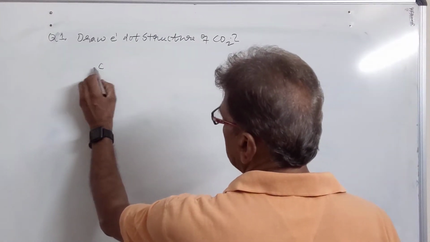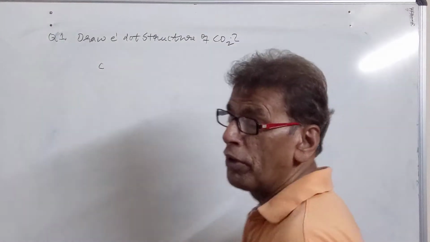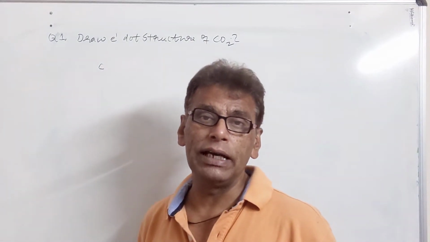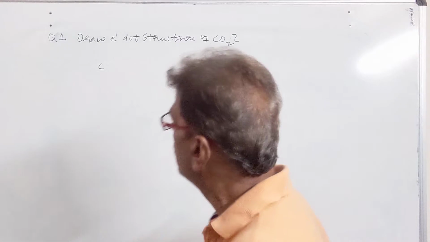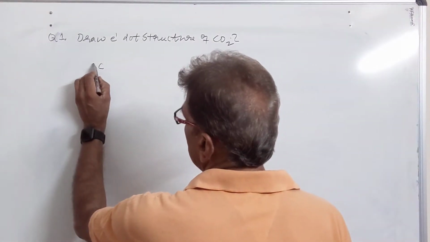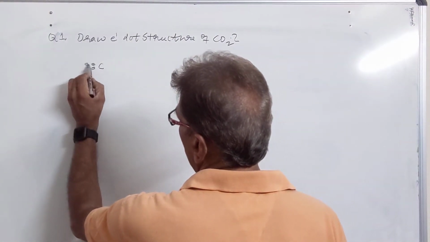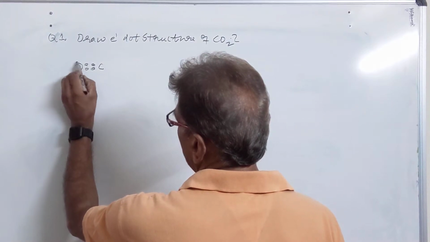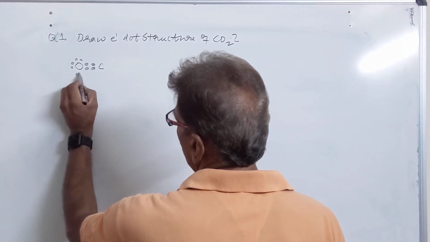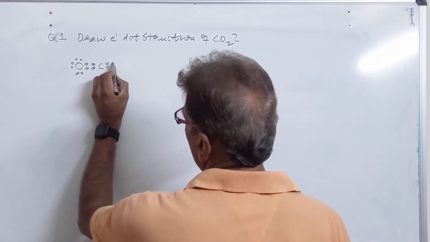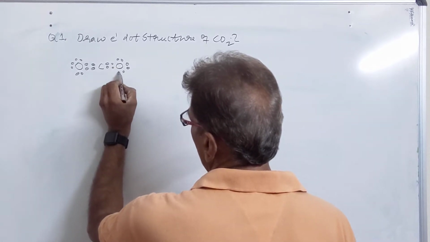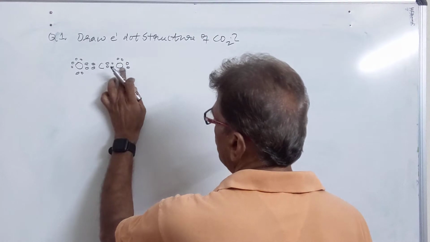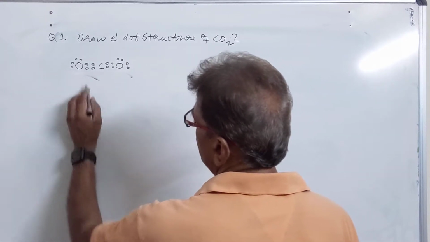Carbon has 4 valence electrons and can form 2 bonds. Oxygen has 6 valence electrons. It can also form 2 bonds by sharing 2 electrons. So the carbon shares 2 electrons with one oxygen on one side and shares 2 electrons with the other oxygen on the other side. So this is the electron dot structure of CO2.